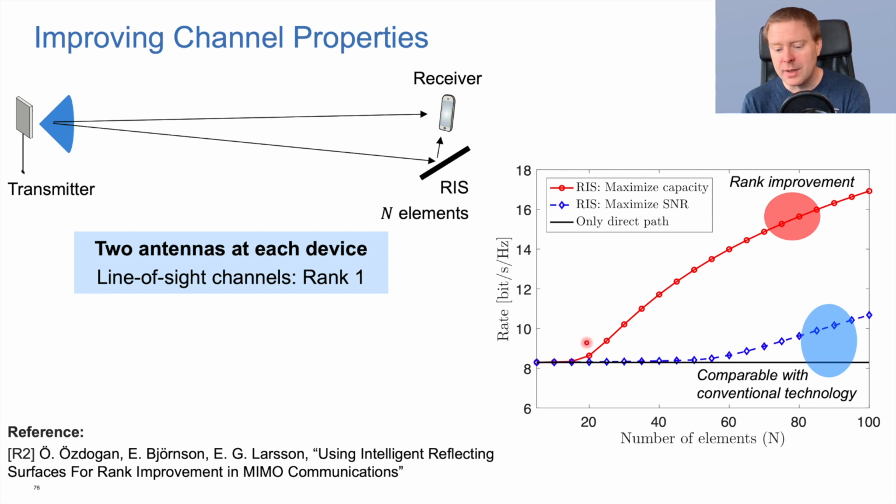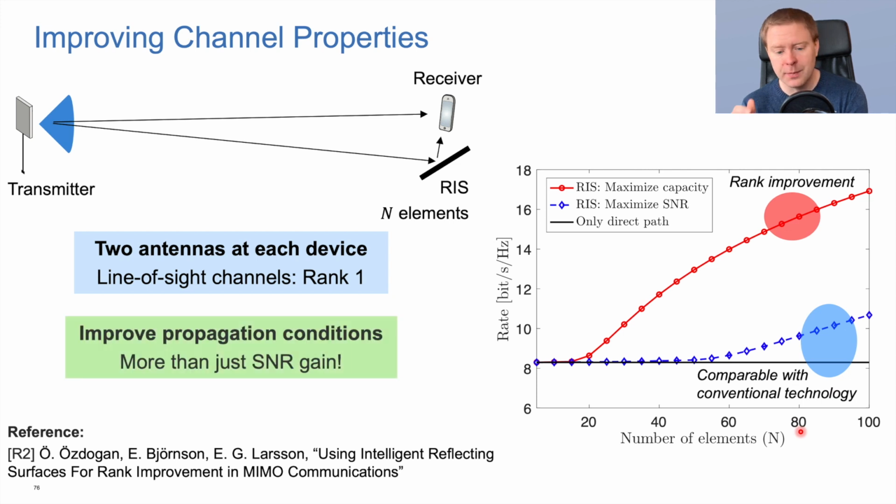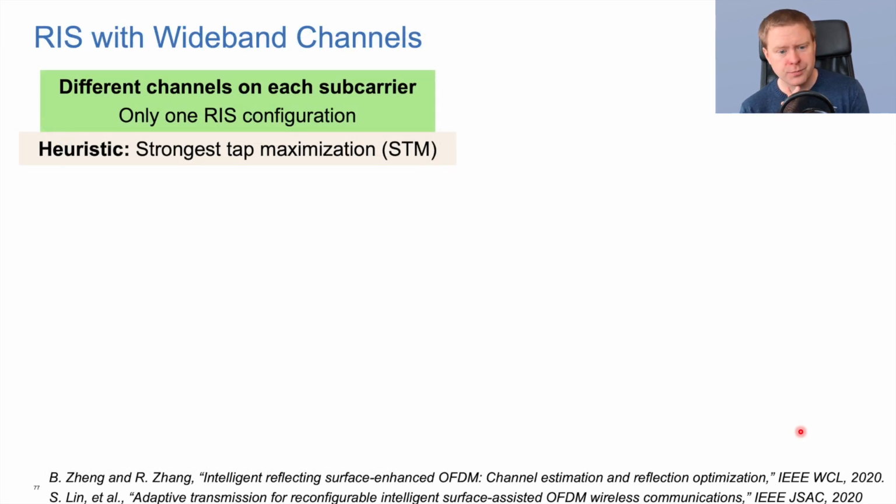And in that case, I only need, say, 15, 18 elements before the RS starts to be effective and increases the rate a lot. So here I'm focusing on improving the rank of the channel. And in general, I think improving the channel properties like that is when the surface is much more effective compared to conventional technology than only trying to maximize the SNR. So we should try to improve propagation conditions in general in order to make RS a useful technology.